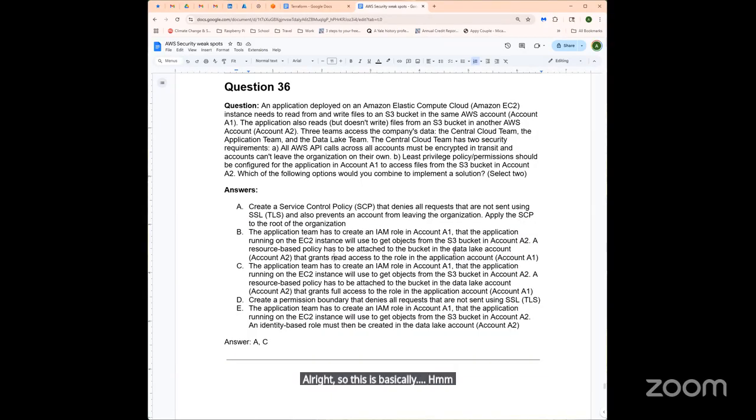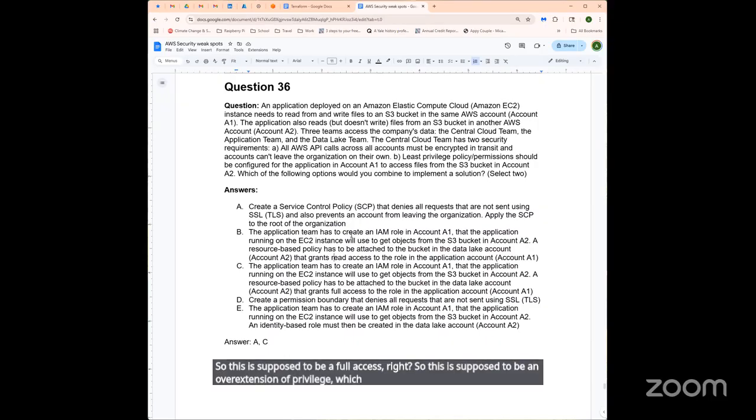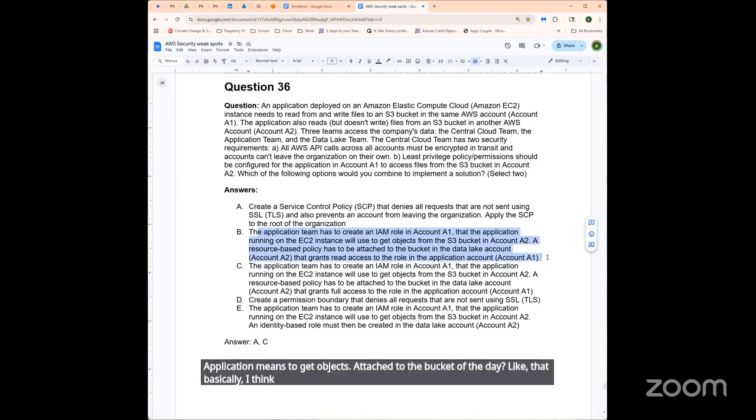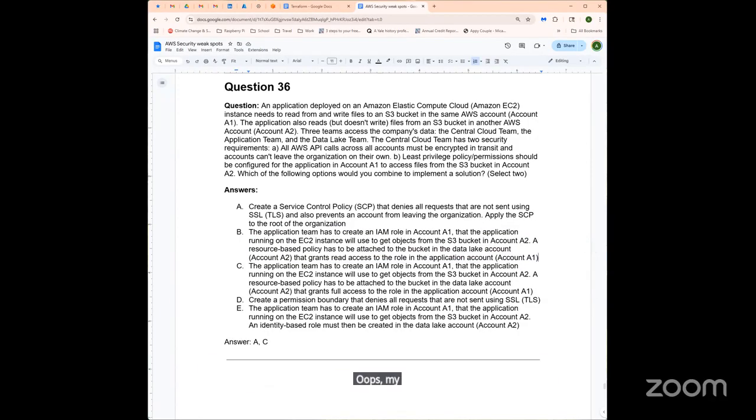okay, I think I miswrote this question. So this is supposed to be a full access, right? So this is supposed to be an overextension of privilege, which would violate the least privilege policy. The application needs to get objects attached to the bucket of the data lake. I think I copied this question twice. Oops, my apologies. Or this answer twice.